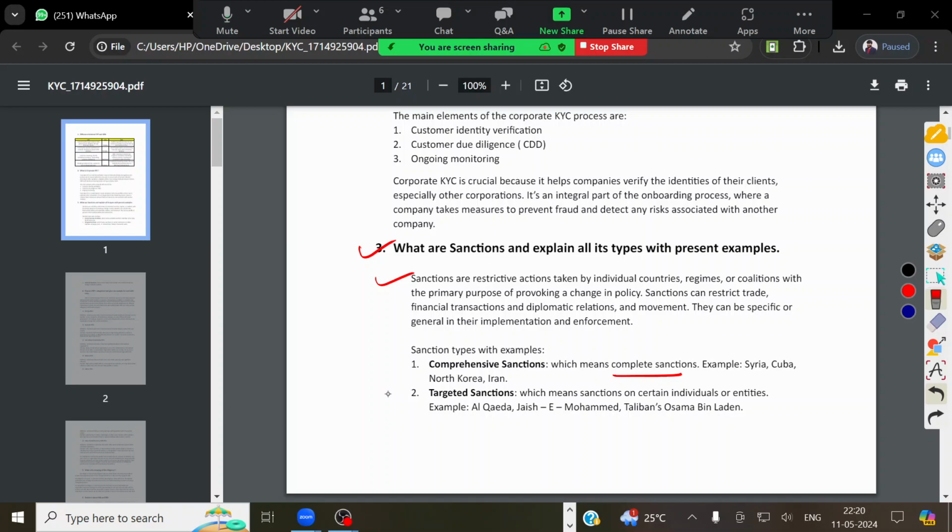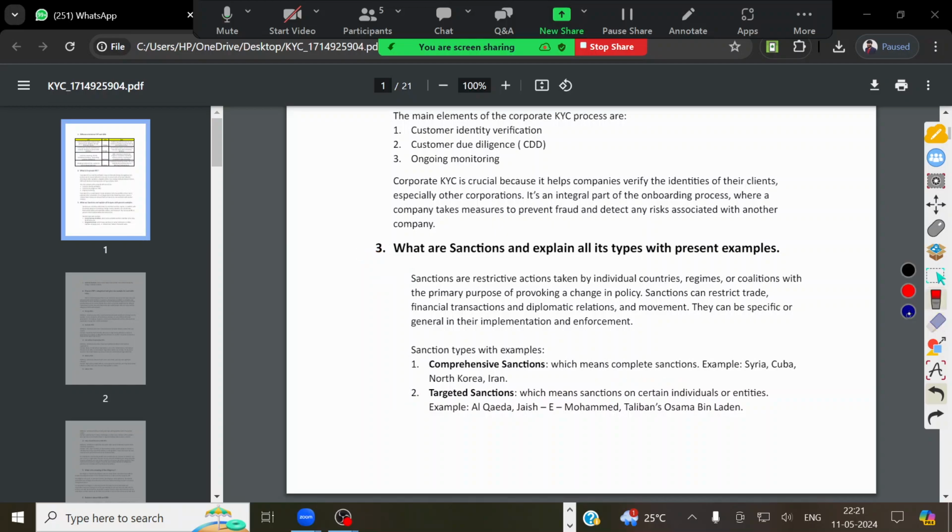And targeted sanctions, which means sanctions on certain individuals or entities. Comprehensive sanctions are all about countries. And targeted sanctions mean that from a country, if you want to target, let's say, the Taliban from Afghanistan. So the world sanctions the Taliban or Osama bin Laden or their organizations like Jaish-e-Mohammed or Al Qaeda. These are organizations which are already banned or sanctioned by most of the countries.